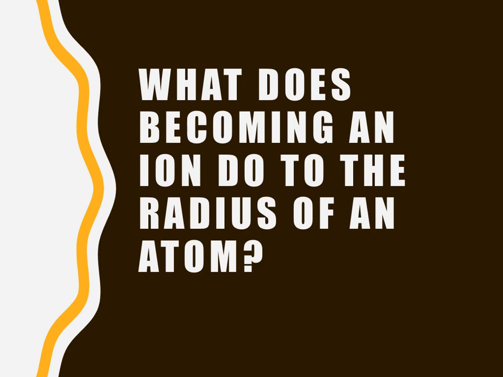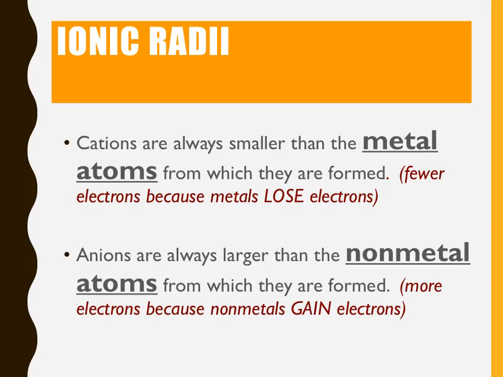Now let's look at ionic radii. What does becoming an ion do to the radius or size of an atom? There is so much important information on this slide. Let's start with cations coming from metal atoms, and anions coming from non-metal atoms. Cations, the metal atoms, are always going to come from the left side of the periodic table. They only have maybe 1, 2, or 3 valence electrons, so for them it would be easier to give up electrons in order to bond. That means metal atoms will always become positive.